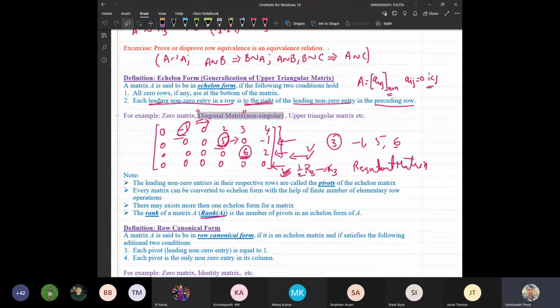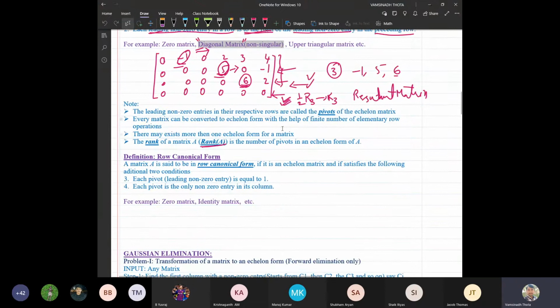Okay, and we have also defined what we call the pivots of an echelon form. What are the pivots of an echelon form? In every non-zero row, there is something called the leading non-zero entry. What does the leading non-zero entry mean? The first non-zero number of that row, counting from left to right. Those numbers are called the pivots of the echelon matrix, and the number of pivot elements of a matrix is called the rank of that matrix.